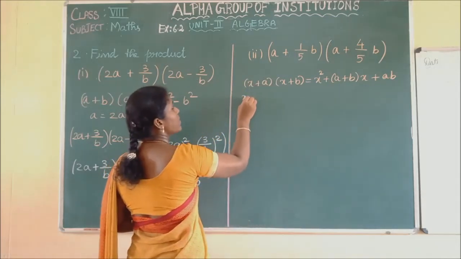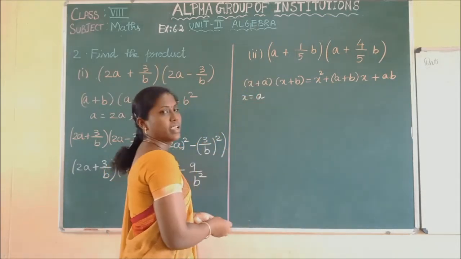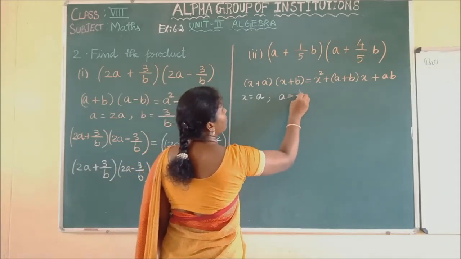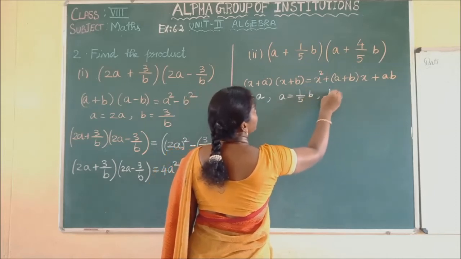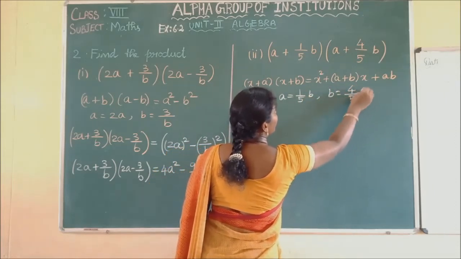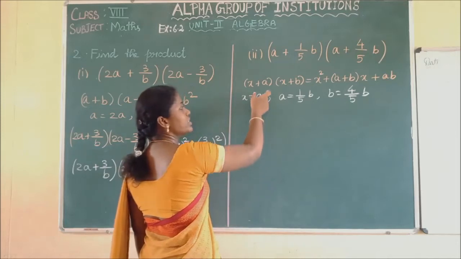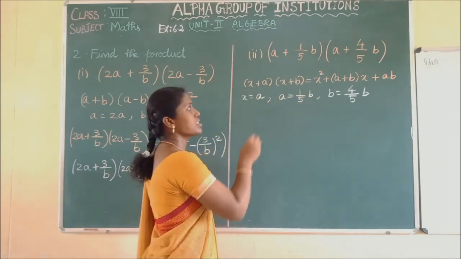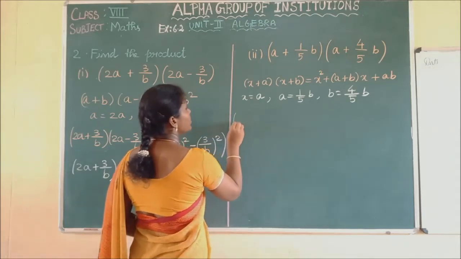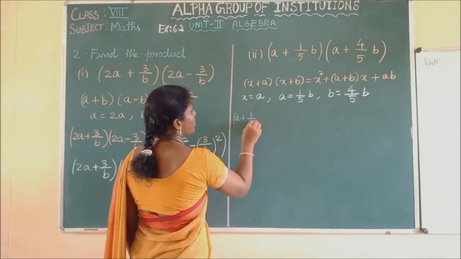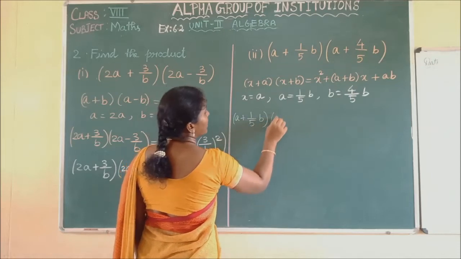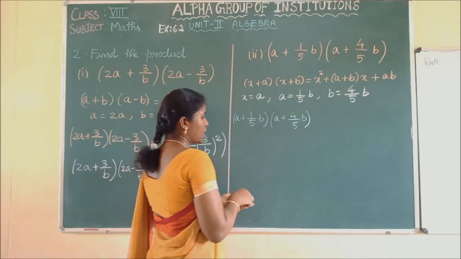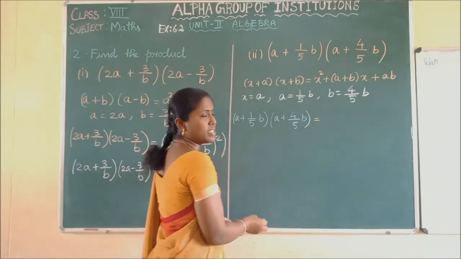In place of x, what are we having here? a. x is a, and in place of a, what are we having here? 1 by 5 b. And in the place of b, we are having 4 by 5 b. Okay, for your convenience, first write the elements: what is x, what is a, and what is b. Now start substituting. Now what is the question we are having? (a plus 1 by 5 b)(a plus 4 by 5 b), which is equal to.